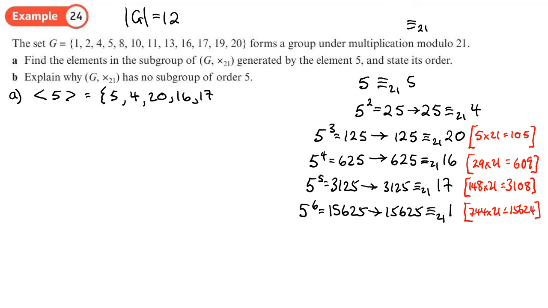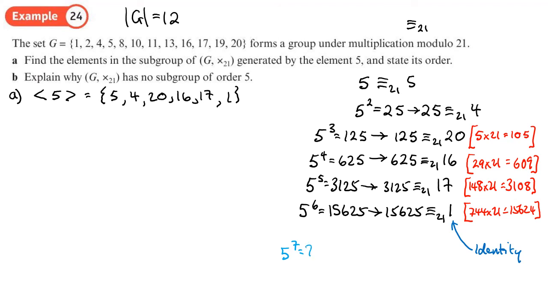Right, in multiplication, in any modulo, 1 is going to be the identity. Now remember, when we've got to the identity, what's going to happen next is we're going to go back to the very first element that we have generated. So I will get 5 again. Now I know that's going to happen, but just to prove it to you, let me work out 5 to the power 7. Now you wouldn't need to work this out, but just to show you get back to 5.